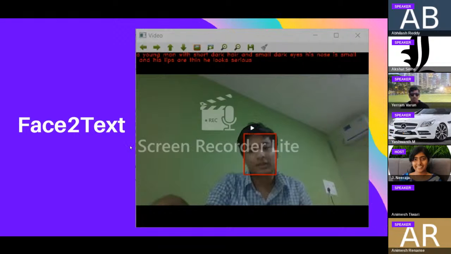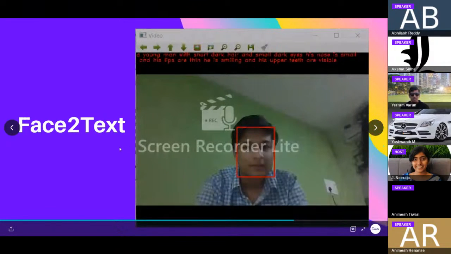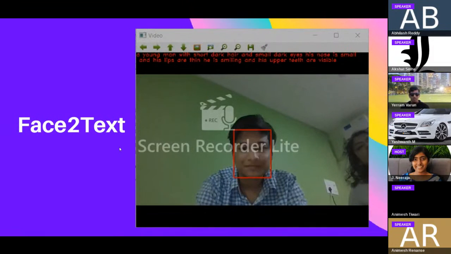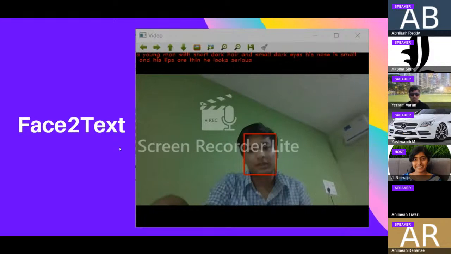So what this does is, you can feed in an image of your face, and it tries to describe your face based on your facial features, and if you're wearing earrings, it will detect that as well.